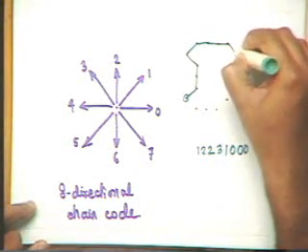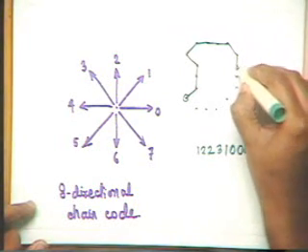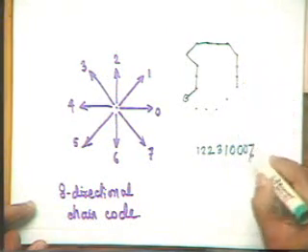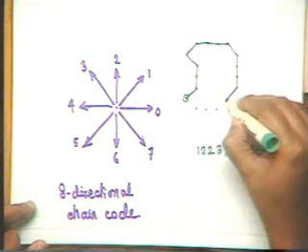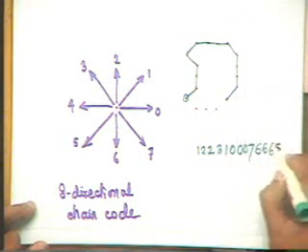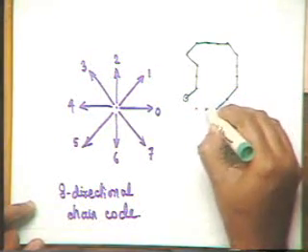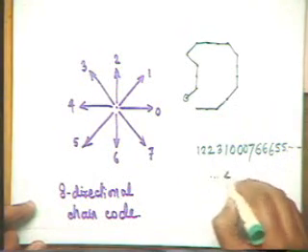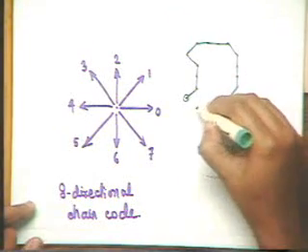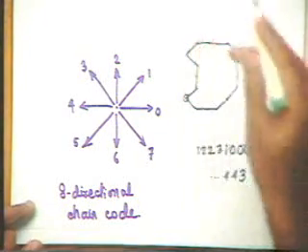Then this is direction number 7. Then 1, 2, 3, we have direction 6 continuing. Then we are traveling in 5, yet another 5. Then we travel 4, 4. So we continue over here 4, 4, and lastly we have direction 3.